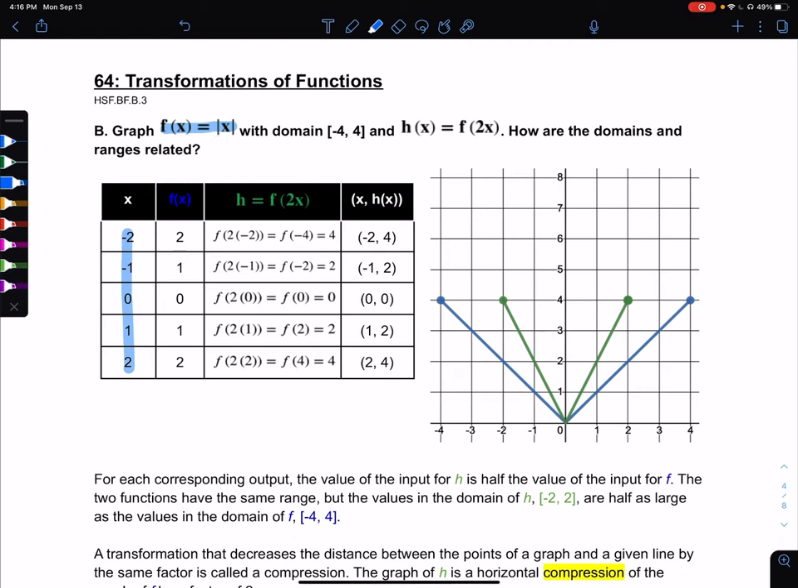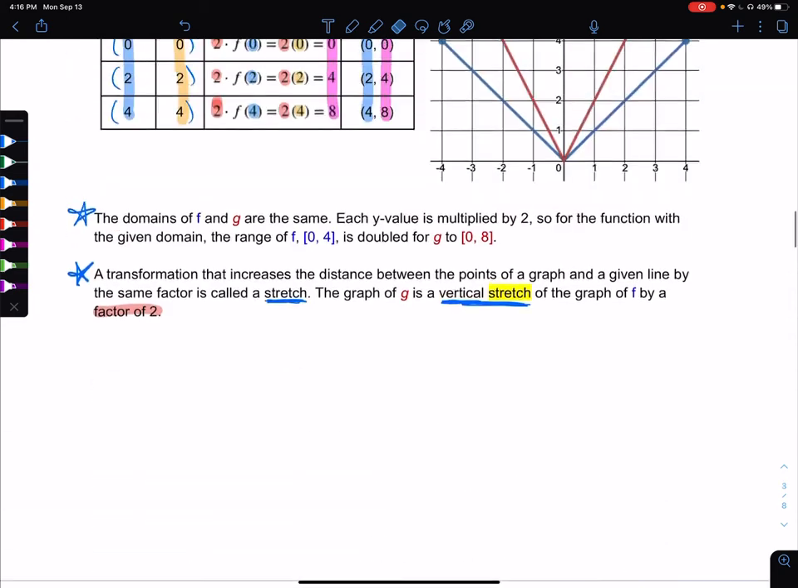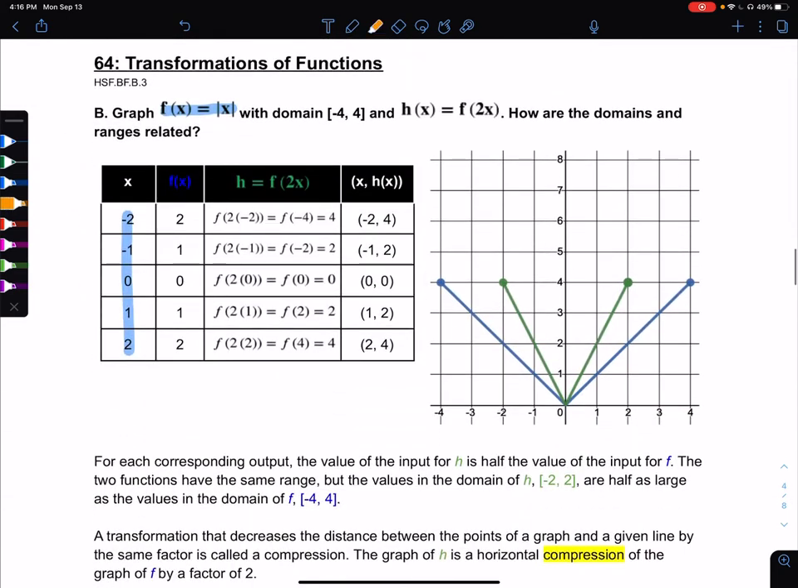The f of x values, when we find the absolute value of -2, of -1, 0, 1, and so on, again, I'm just going to try and keep the colors the same. These are the results that we get.